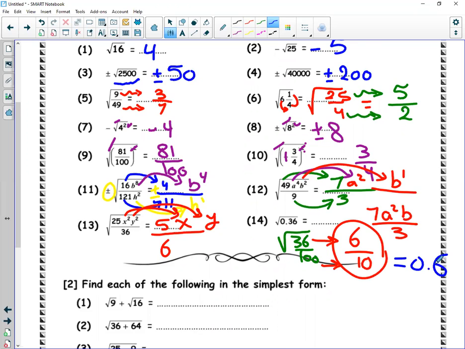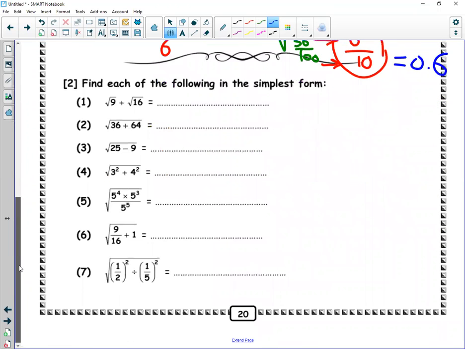Number 2, find each of the following in the simplest form. Root 9 plus root 16. Firstly, we will find the value of root 9, which equals 3, and the value of root 16 equals 4. So the answer will be 3 plus 4 equals 7.